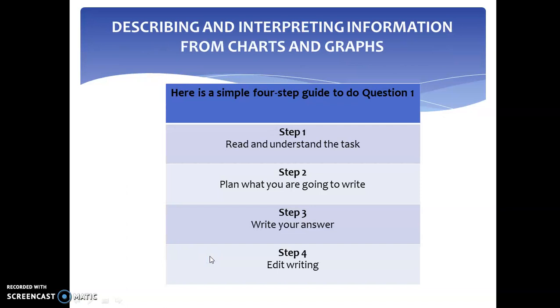The 4-step guide to do question 1 is: first, you read and understand the task. You plan what you're going to write. You write your answer and then you edit your writing, because you need to understand that your answer should not exceed the 200 word limit.